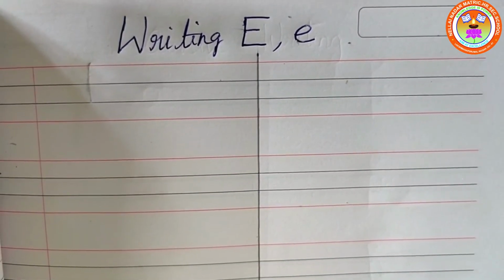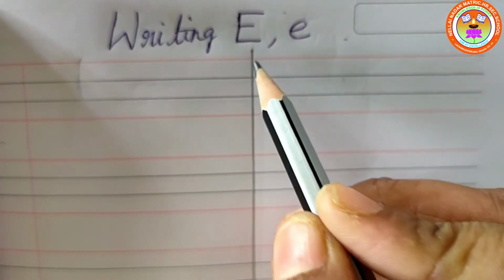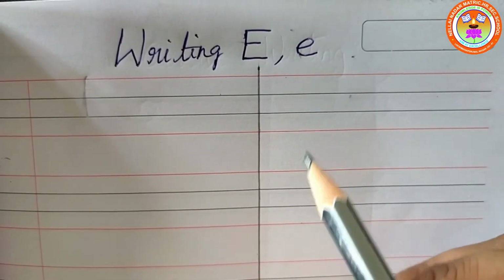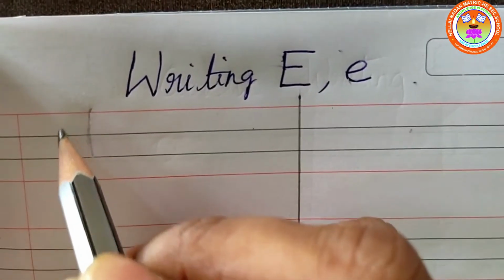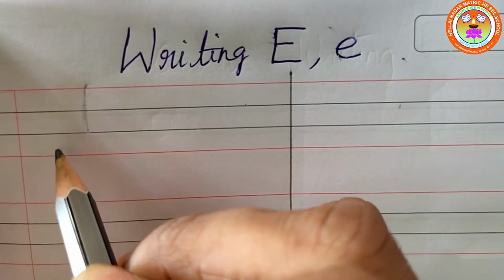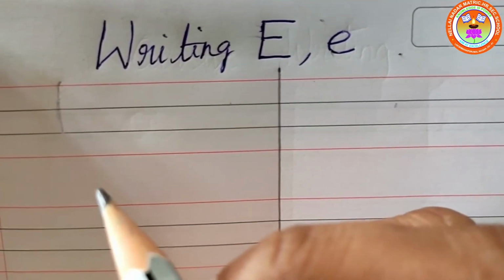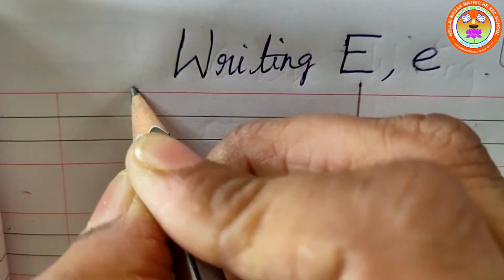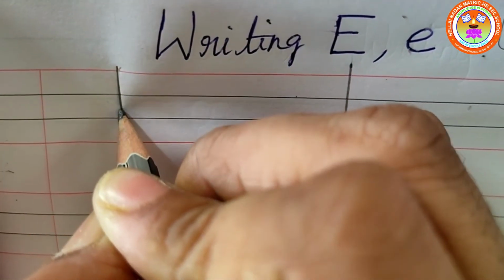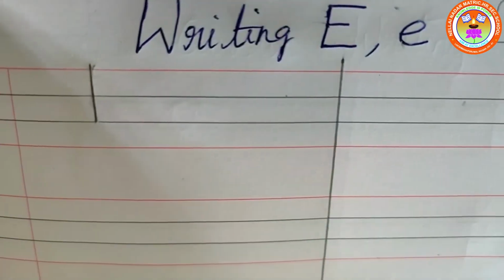Children, now we are going to write capital letter E and small letter E in the note. Okay children, see here 4 lines. First red line, second blue line, third blue line and fourth one is red line. Okay children, for writing capital letter E, you have to touch on the first red line and put one standing line. It should come and stop on the second blue line.